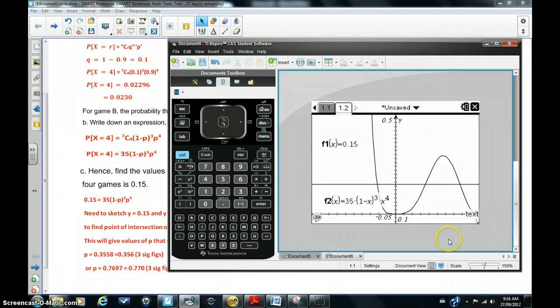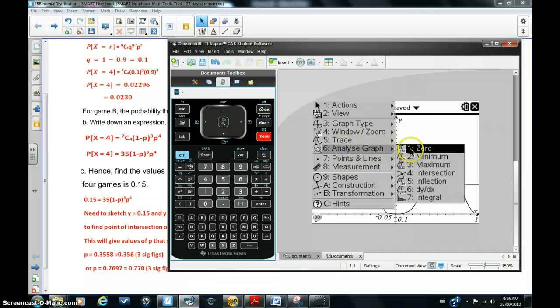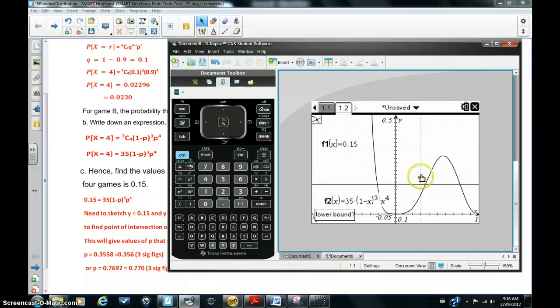So you can see there's the x-axis, and there's the graph y equals 0.15, this straight line here, and you can see the other graph quite clearly now. So we need to find these points of intersection. Now one way of doing it is to hit menu and go to Analyze Graph and go to Intersection. Now you'll see lower bound come up, and you see this dotted vertical line which I'm moving back and forth, and you can just see it on your calculator.